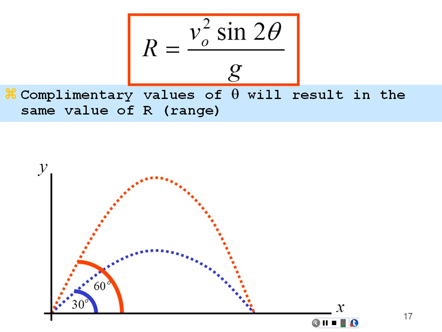So the range of a projectile shot at 20 degrees will be the same as a projectile shot at 70 degrees. Or a projectile shot at 10 degrees will have the same range as a projectile shot at 80 degrees. Or a projectile shot at 1 degree will have the same range as a projectile shot at 89 degrees, going straight up and coming straight down almost. Don't do this at home, but complementary angles will have the same range.